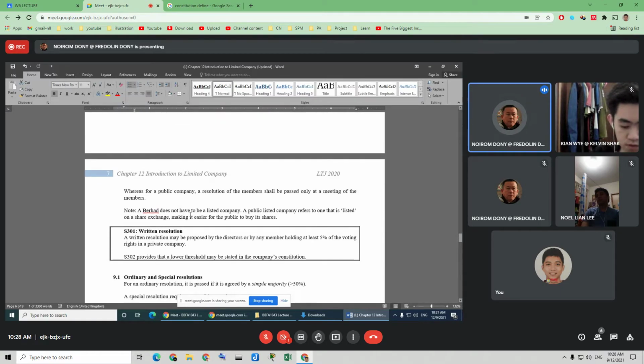Okay, a Berhad does not have to be a listed company. So Berhad refers to a public company. A public company is not required to be listed. Listed means it is listed on Bursa Saham Kuala Lumpur, or we call it the Kuala Lumpur Stock Exchange. So it can be listed or unlisted. A public listed company refers to one that is listed on the share exchange. So what is the advantage of being listed? Okay, it makes it easier for the public to buy the share. So the source of capital is broader than for one that is not listed.